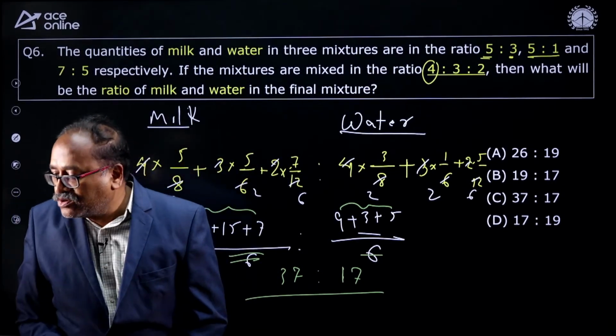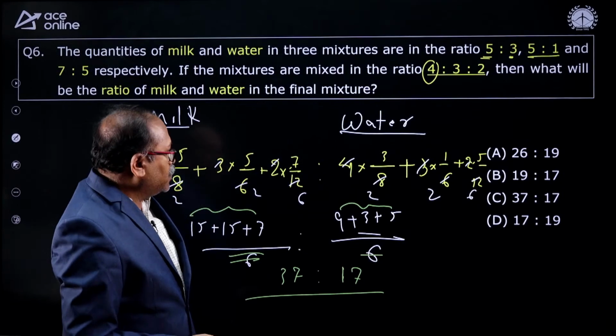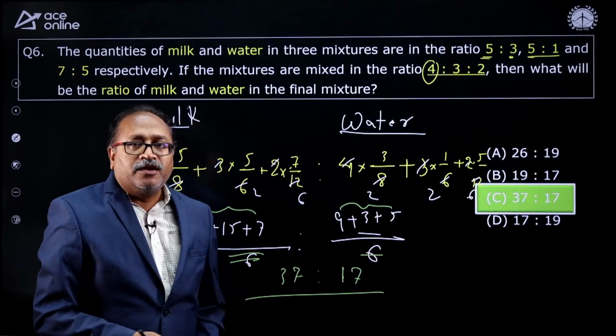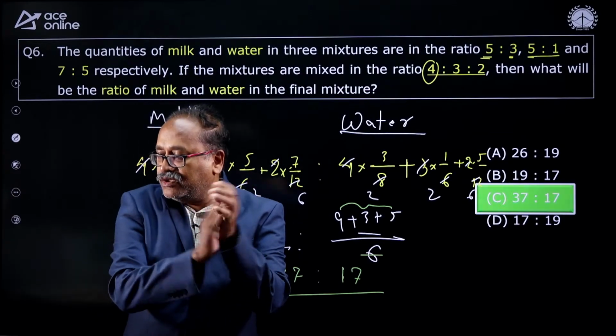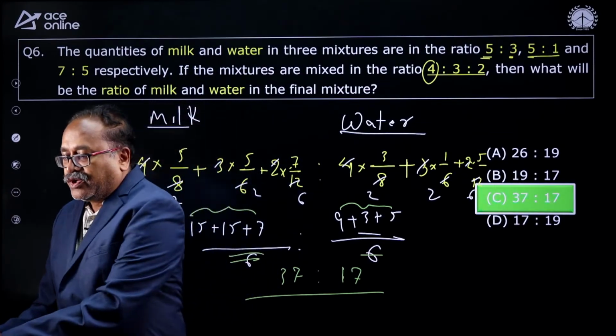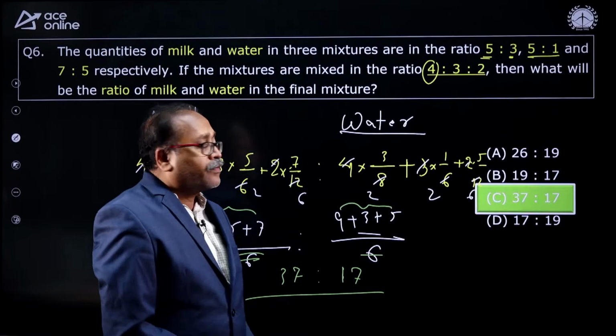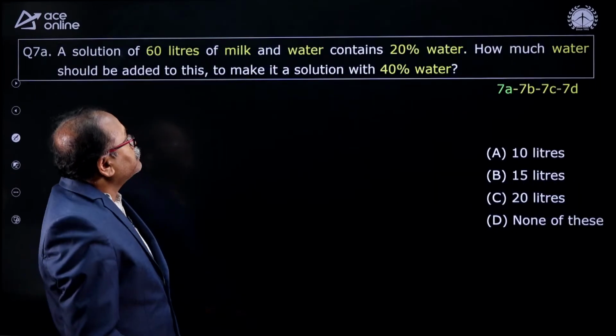So can anyone answer the question? Anyone? That comes 37 is to 17. That's right. Well done, Sai. Well done, Aman. Well done, Anusha. Okay, that's great. Next question.